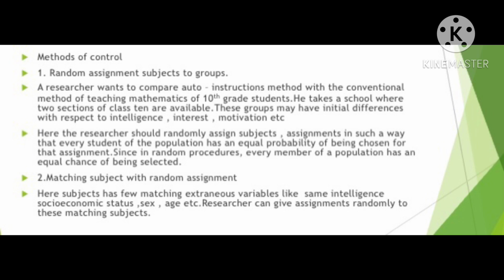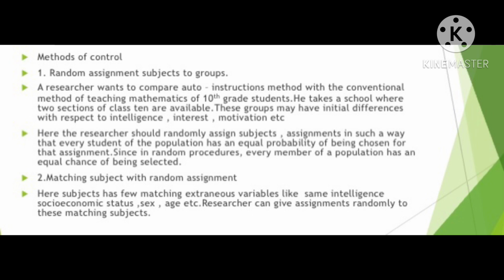Here the researcher is using different assignments, but he is giving these assignments randomly to the subjects. If there are 60 subjects, the first assignment may go to any one student out of these 60 students. That is known as randomization of the subject, or randomly giving the assignment to the subjects. Here the researcher should randomly assign the assignments in such a way that every student of the population has an equal opportunity of being chosen for that assignment.